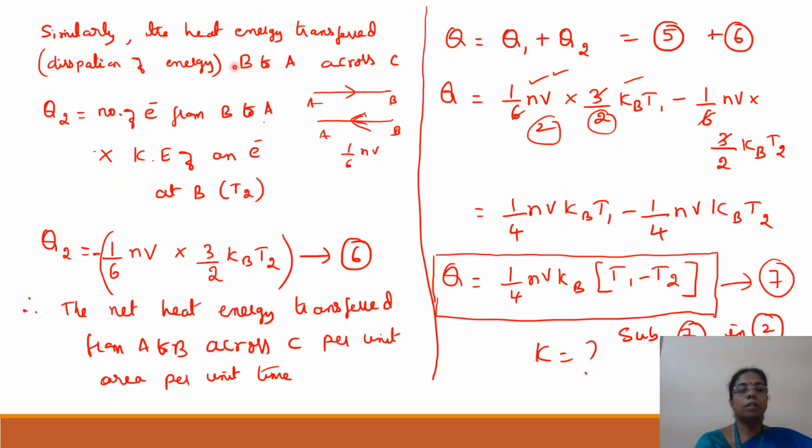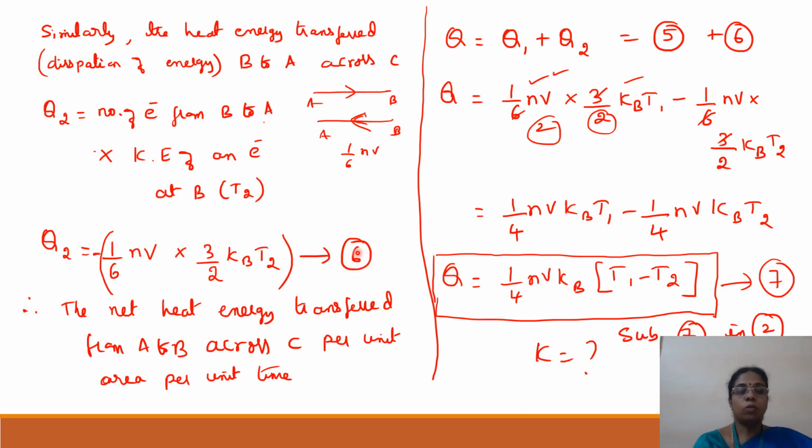And next, similarly, the heat energy transfer from B to A across C. There is also some kind of dissipation of energy in the opposite direction. I am going to take that heat energy as Q2. Applying the same formula as before, it is equal to the product of the number of electrons from B to A and the kinetic energy of the electron at B with the temperature T2. Since it is going in the opposite direction, we have to put a minus. So Q2 is equal to minus 1 by 6 NV into 3 by 2 kB T2. Let this be expression number 6.